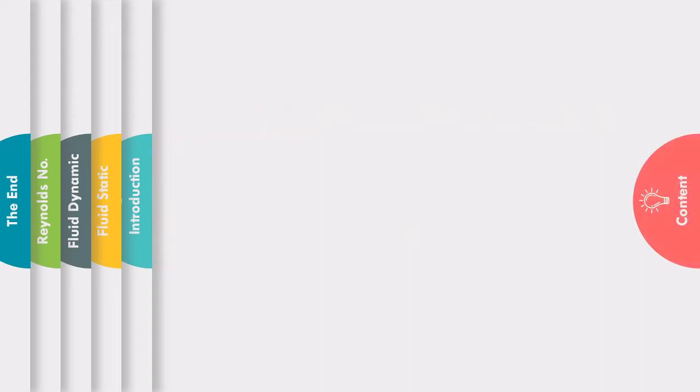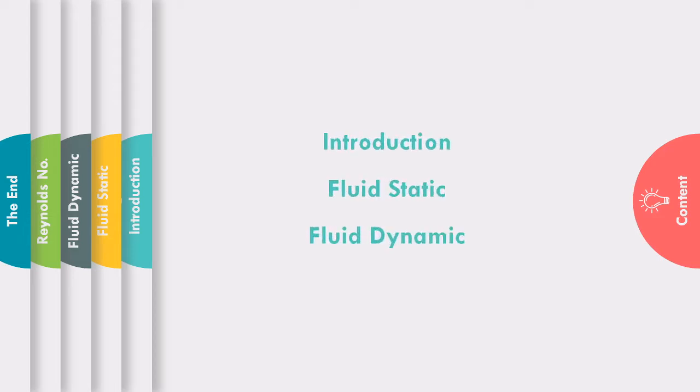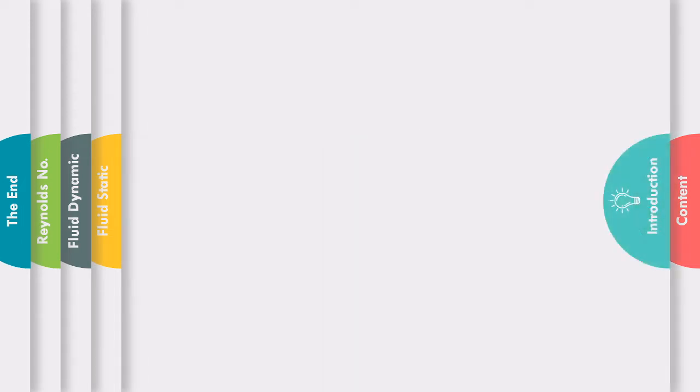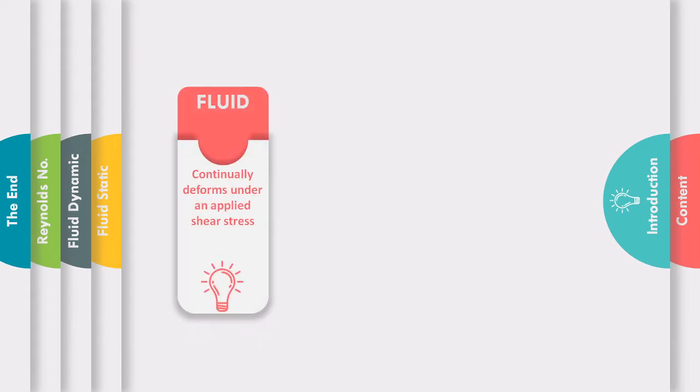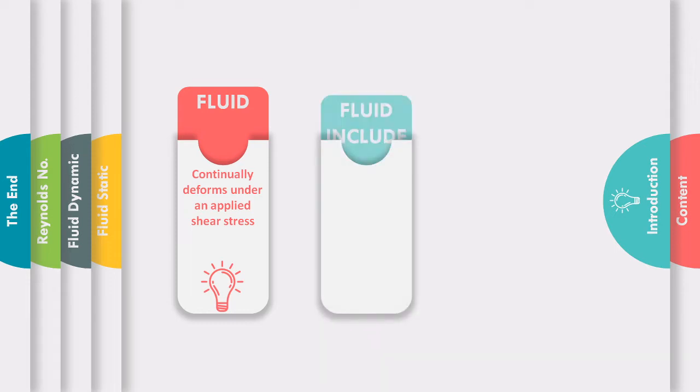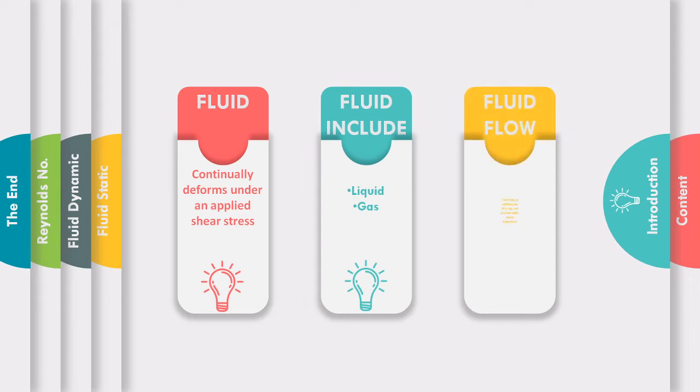In today's video I'll start with a brief introduction of flow of fluid, followed by fluid static, fluid dynamic and Reynolds number. So moving toward the introduction. Fluid is a substance that continuously flows under an applied shear stress. Fluid includes liquid and gas. So we can define fluid flow as the flow of substance that does not permanently resist distortion.